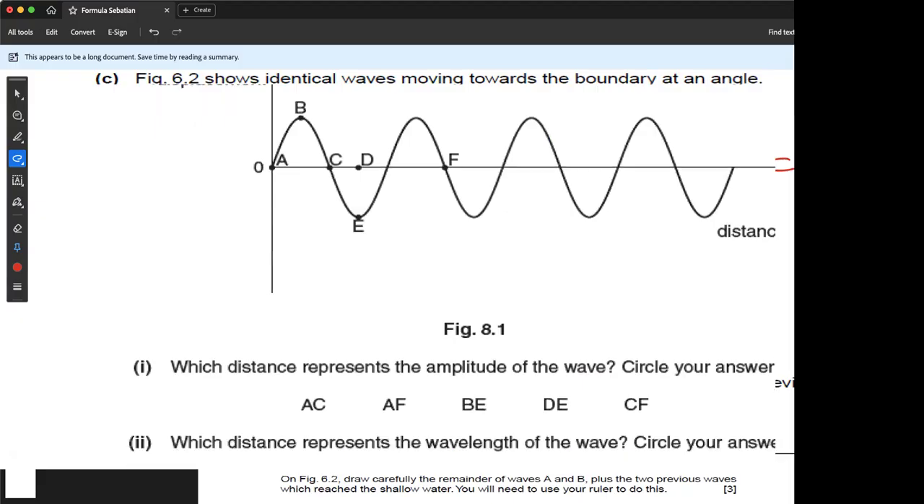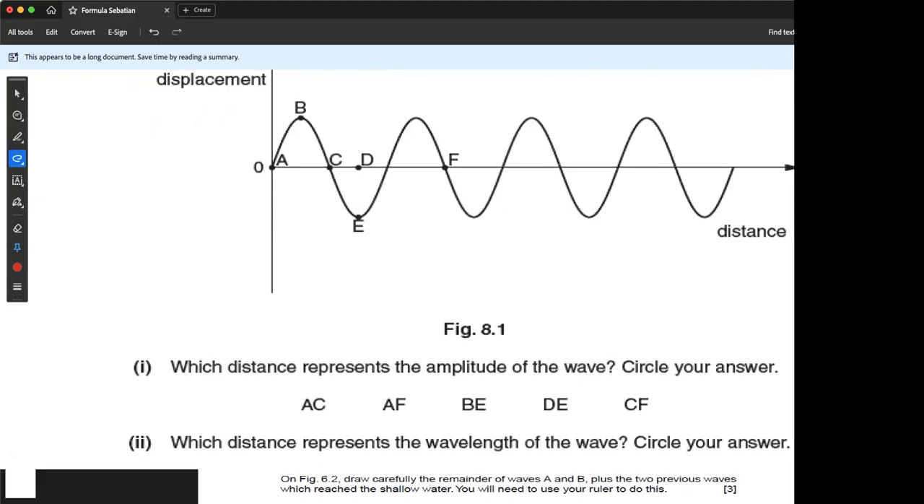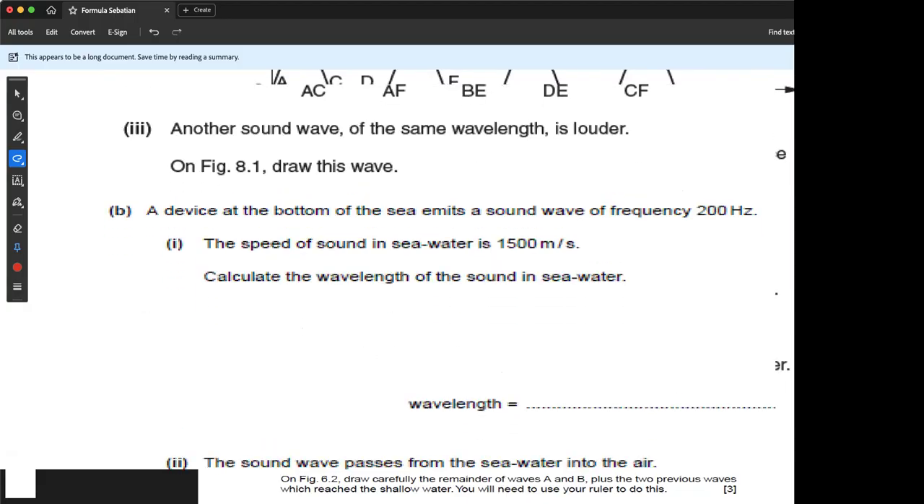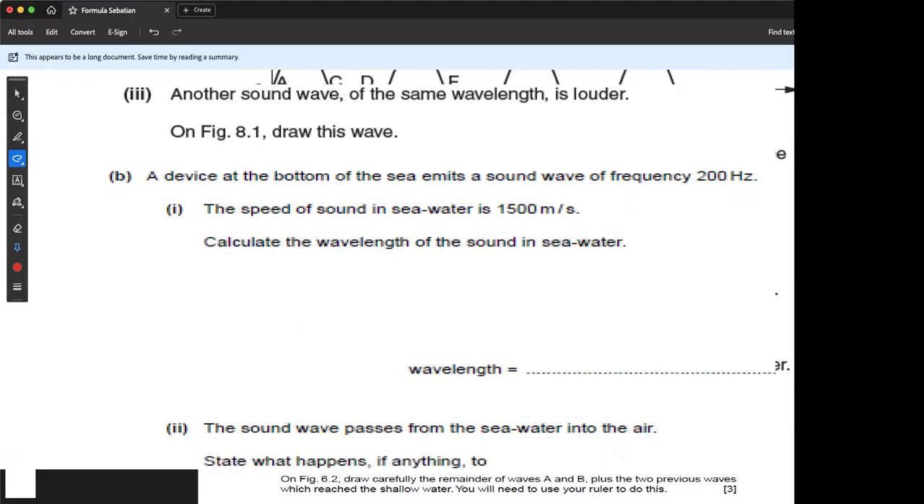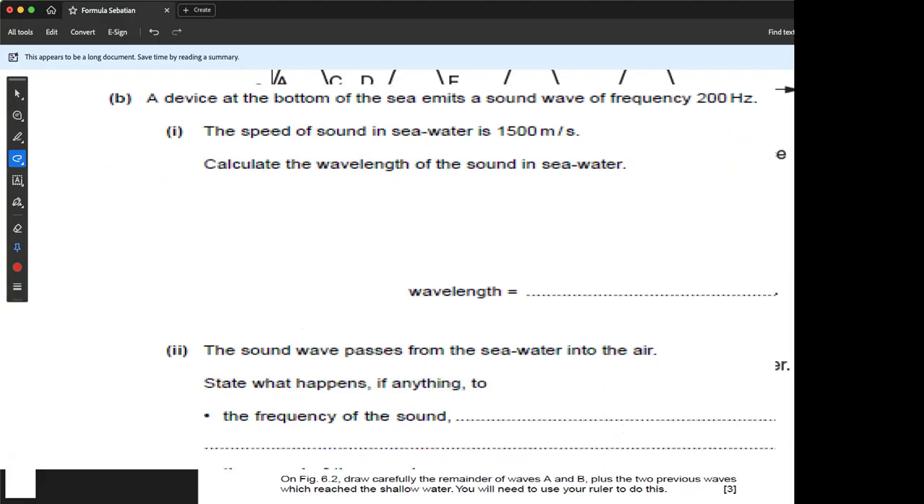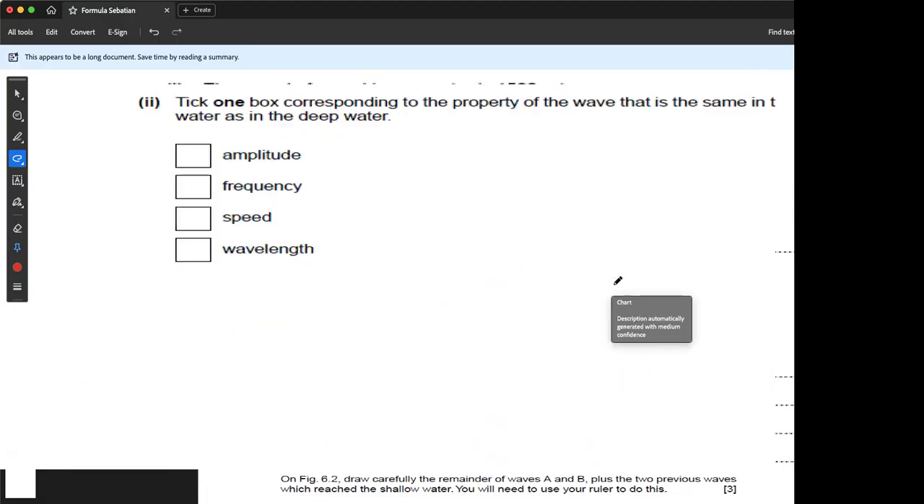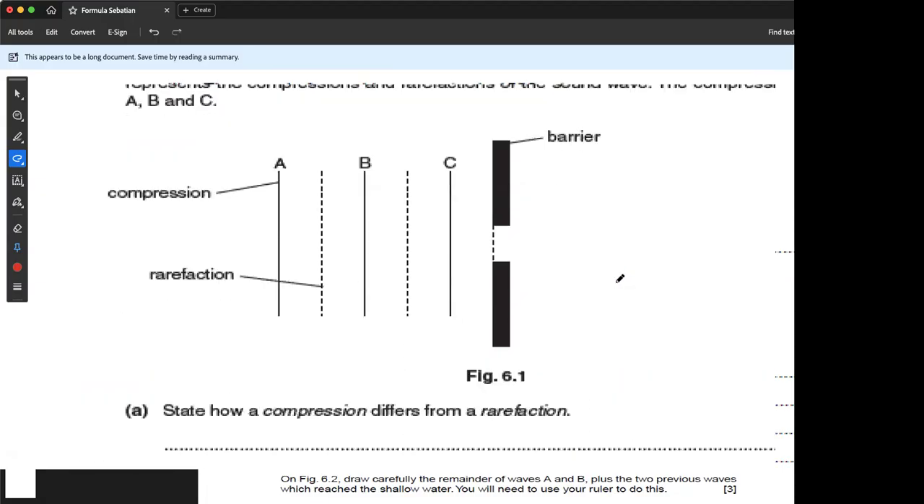Okay, guys, this one we did already. Oh, okay, wavelength we calculated also. Did you do the work? We did this already, everyone. Yeah, moving on. Okay, draw this one. Hey, do this question, guys.